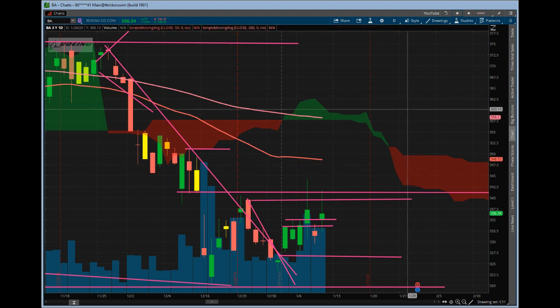You can see it was bearish, or tradable to the downside off of the 60-minute cloud.